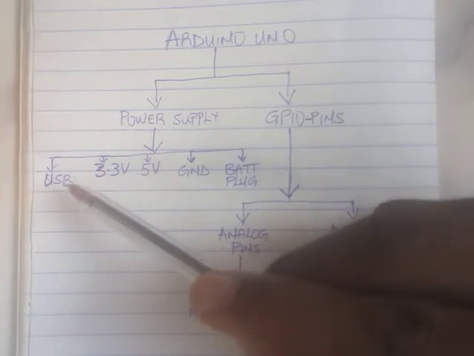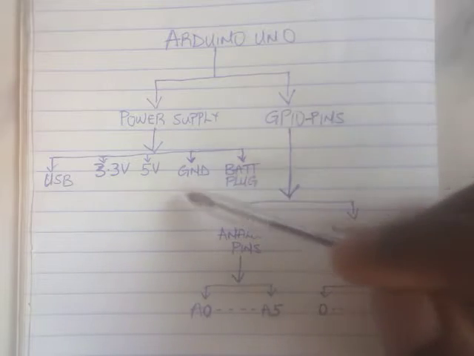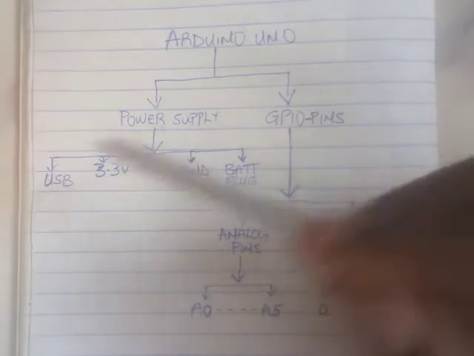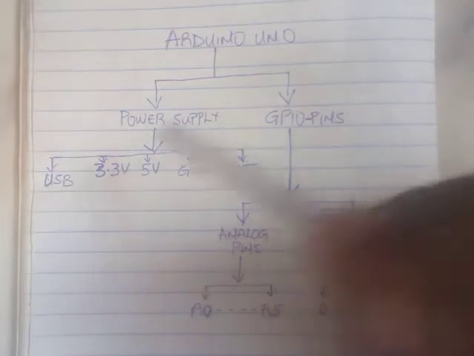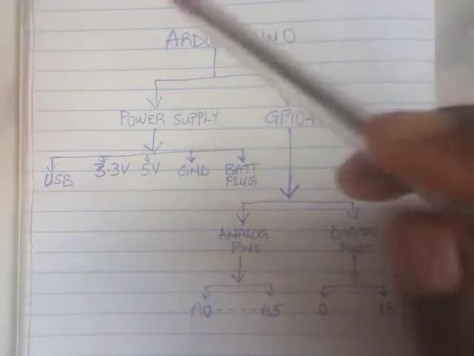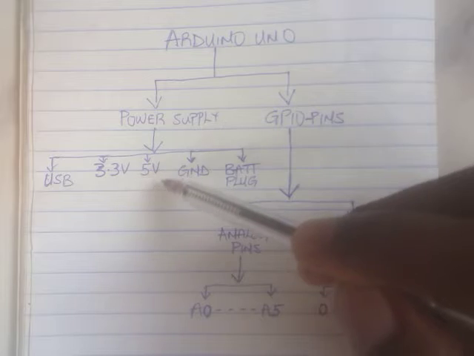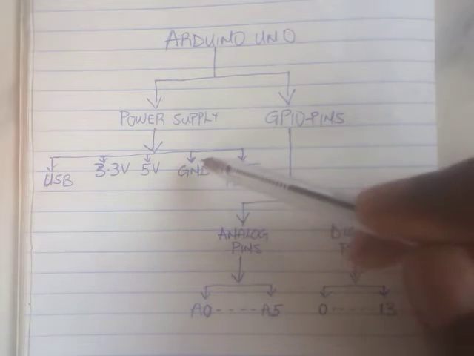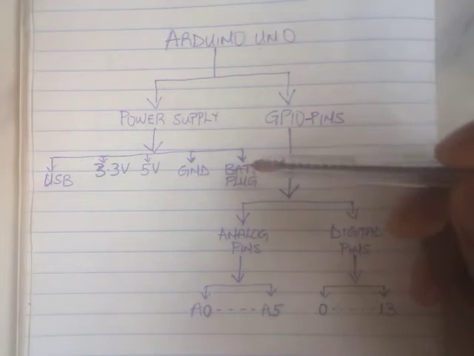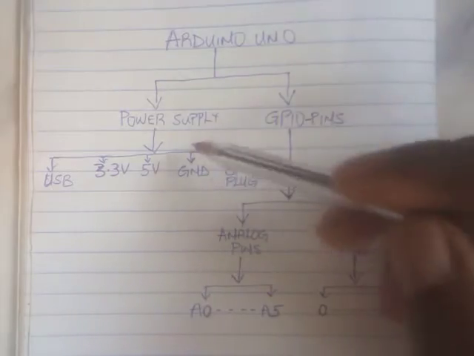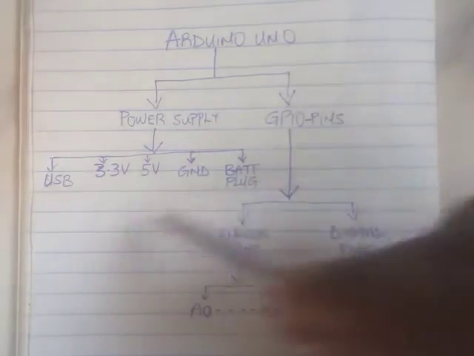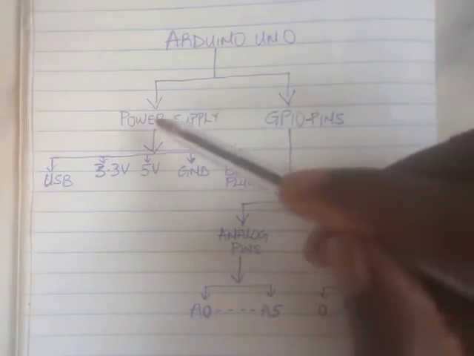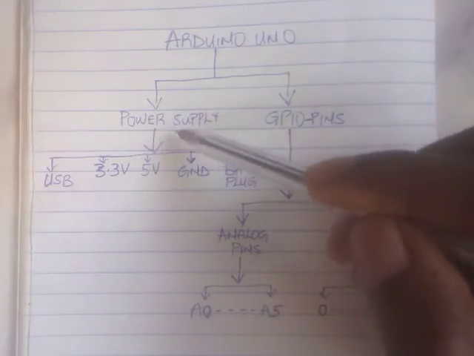about five parts, which are the USB, the 3.3 volt, the 5 volt, the GND, and the battery plug. So all these five components constitute the power supply part.